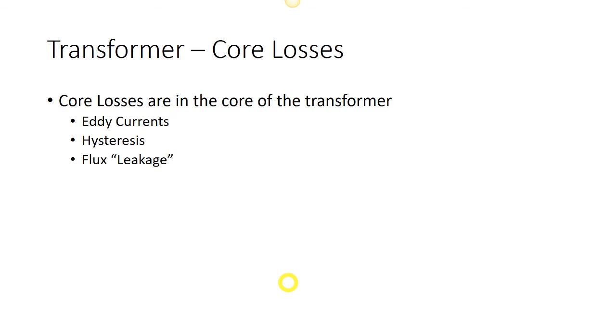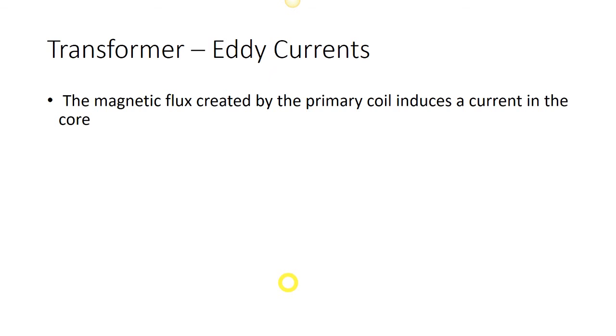and that's what we call hysteresis losses. And then we have flux leakage, and that's basically our magnetic field lines just do not penetrate the secondary coil, and that's wasted energy. We're going to look at each one of these in depth.